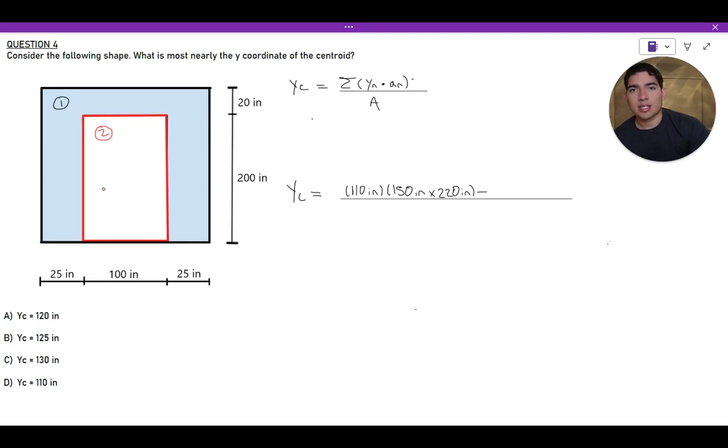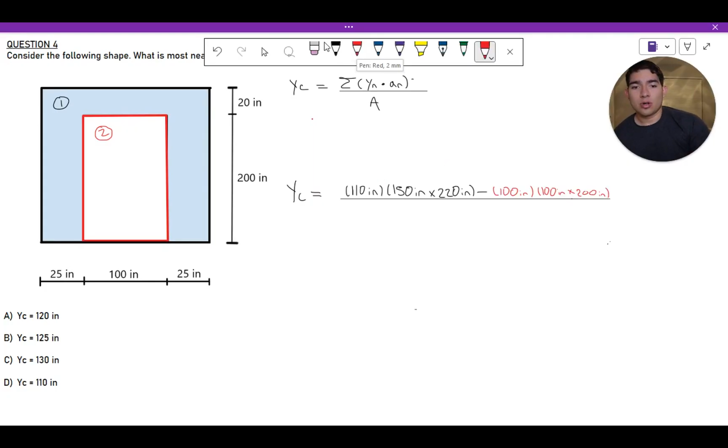And then, like I said, now we're going to subtract the next part, which is this space made up by our second component. So first of all, we need to find the y coordinate for the centroid of this space. It is 200 inches in height, so that y coordinate is going to be 100 inches. So then we need to multiply that by the area, which is going to be 100 inches times 200 inches.